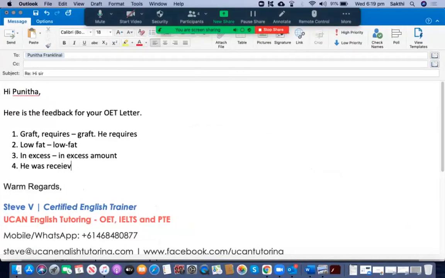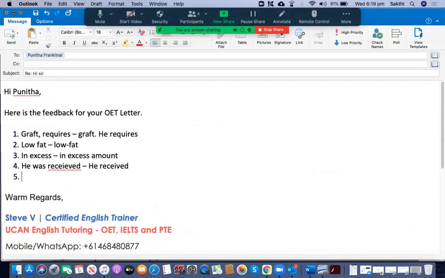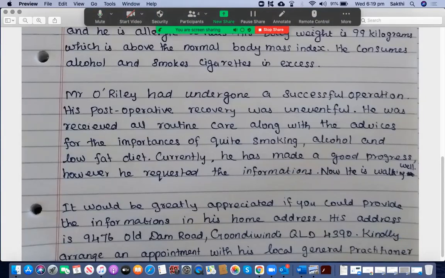Received. This is what you have written. But look at this. There's a mistake. So you should say it, he received. All right. So there are a couple of mistakes you have committed. So please be mindful about that. What else?